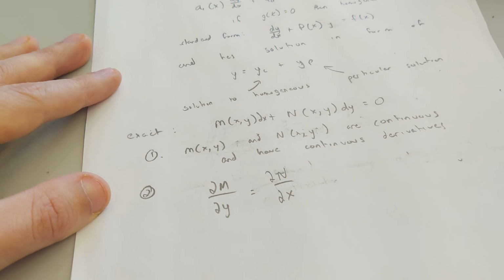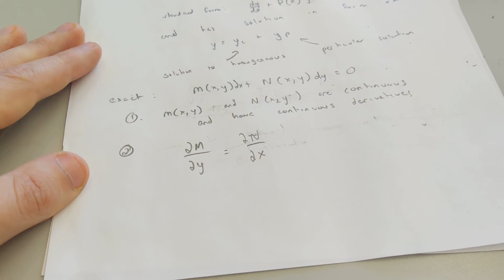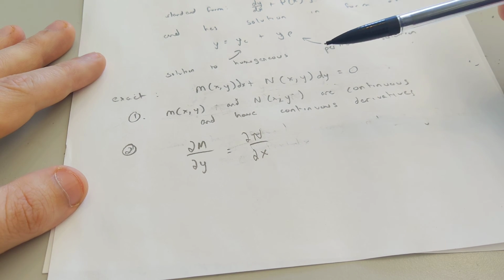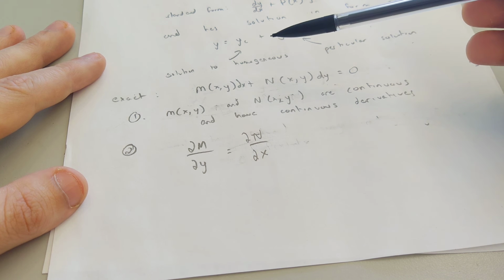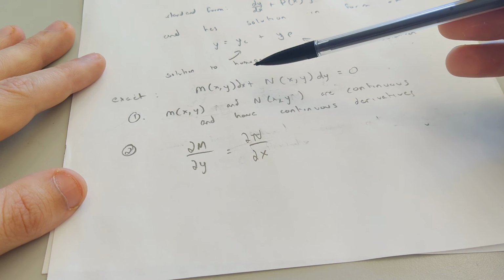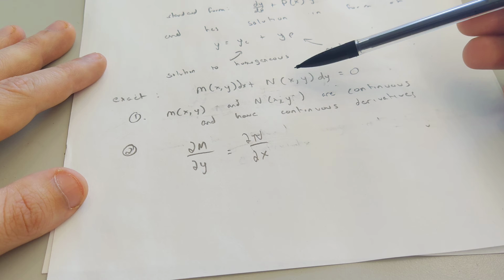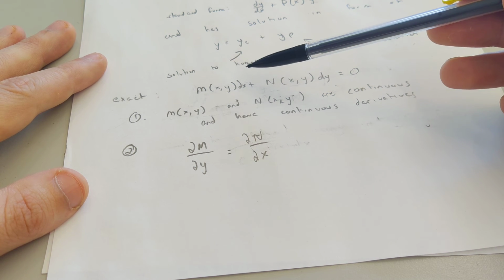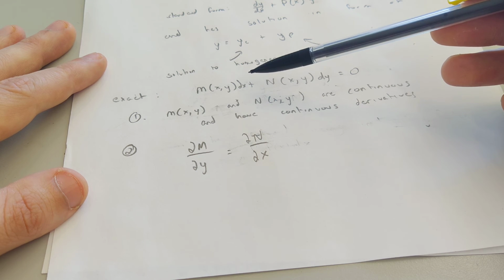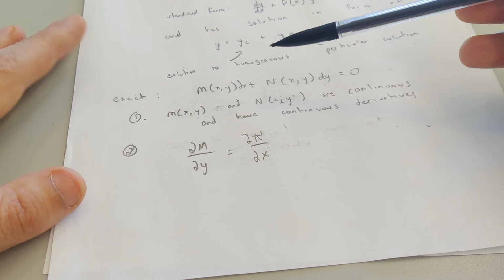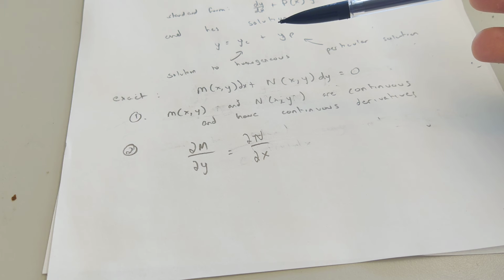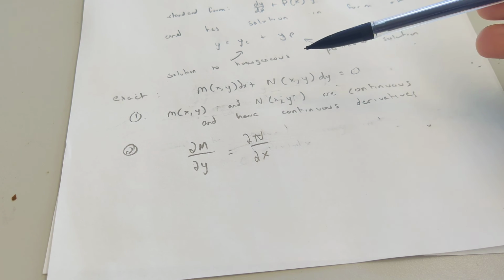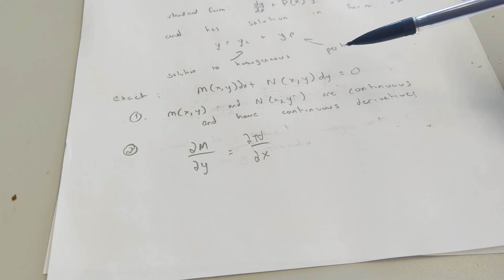For exact equations, typically we would see them first in this form, where some function of x and y, m, and some function of x and y, n, are taken their partial derivatives with respect to x and y equaling 0.